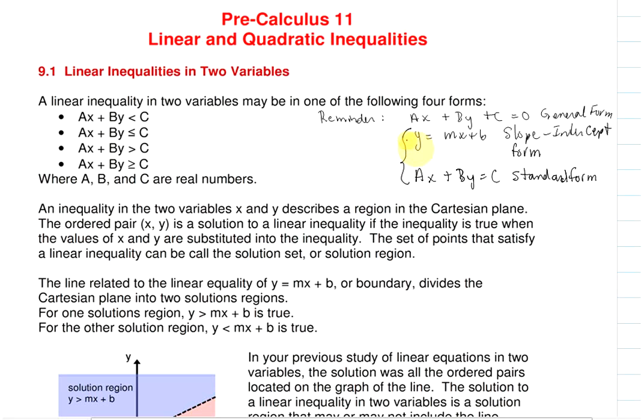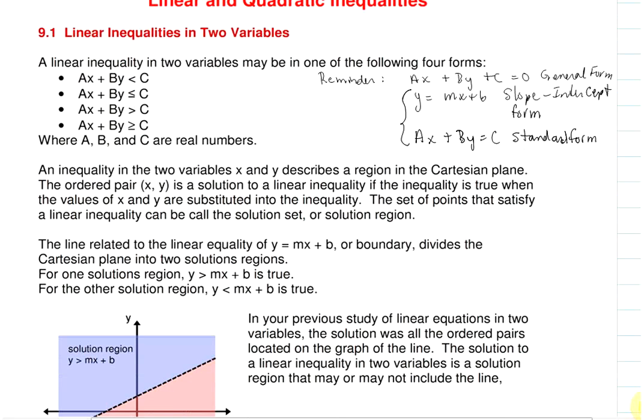Okay? Now, just to go over what a linear inequality in two variables is. An inequality in two variables, x and y, describes a region in the Cartesian plane. Okay, so we're talking about an area. Its solution would be the set of points that satisfies the linear inequality. We can call it a solution set or a solution region.